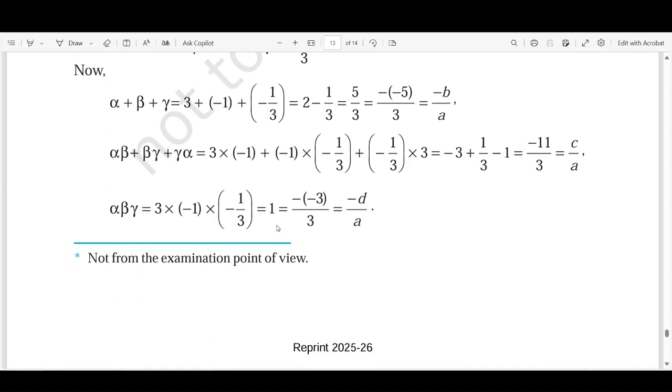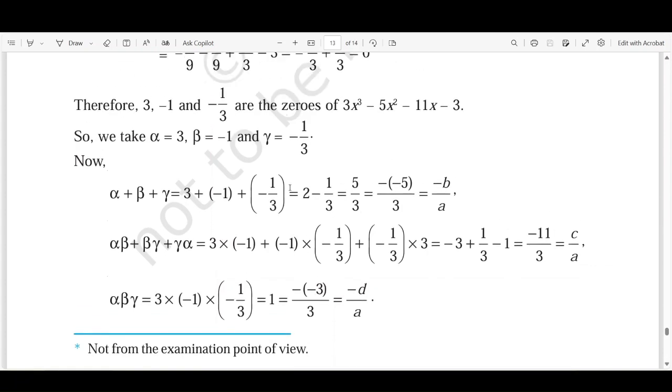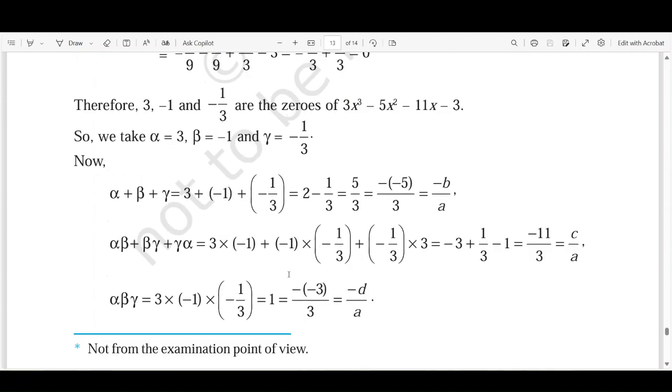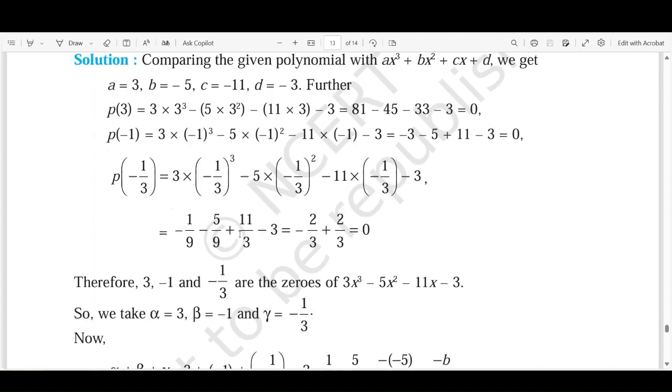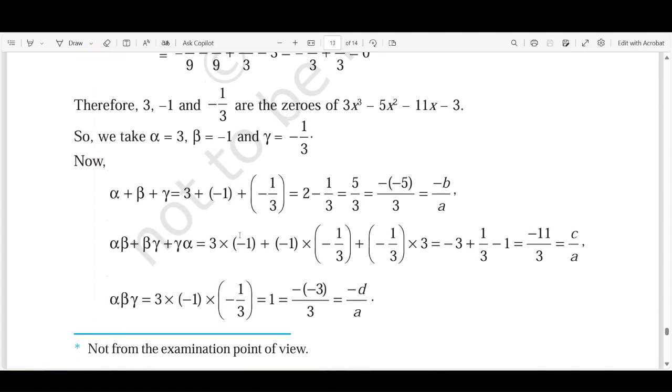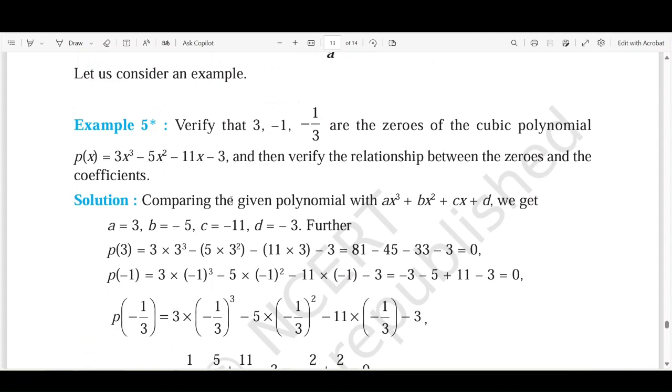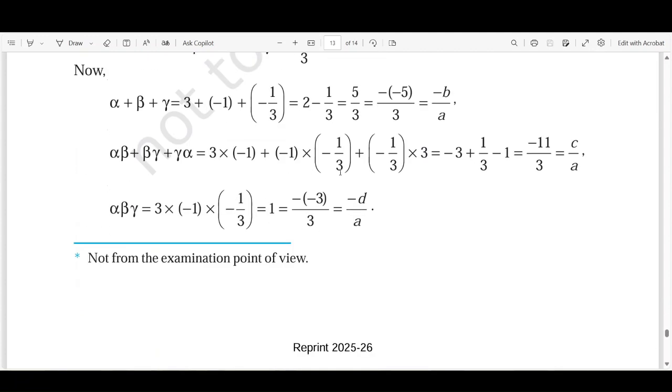And the product of the three roots is equal to 1, but we are not having 1 in any of the terms. So what we have to do? In general, the product of the three zeros must be equal to negative of constant term divided by coefficient of x cube, right? So here what is the negative of constant term? Minus of minus 3. So minus of minus 3 divided by 3 will give you the answer 1.